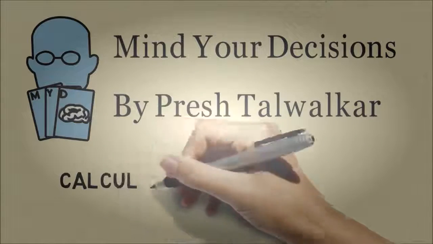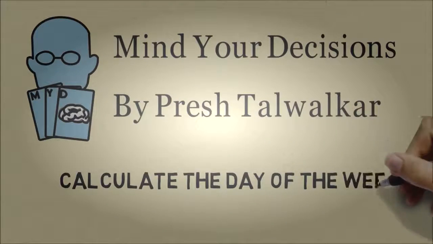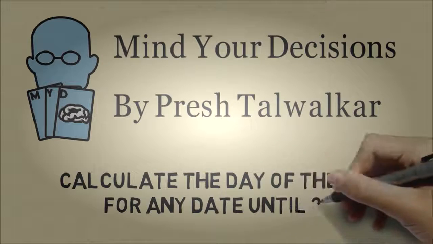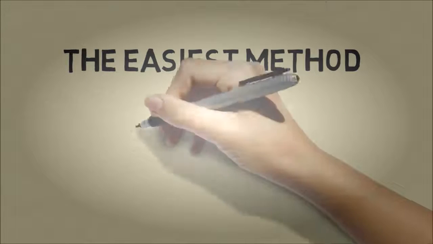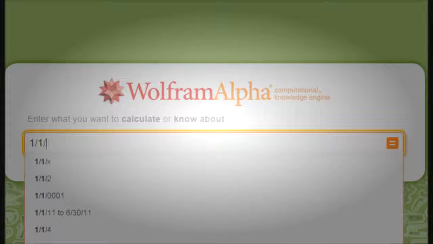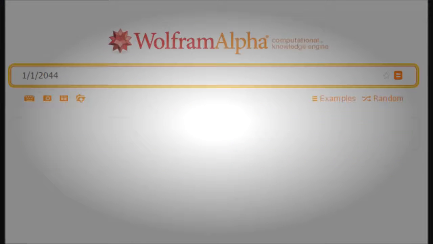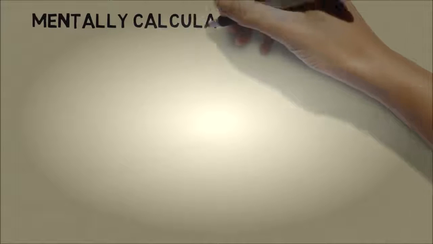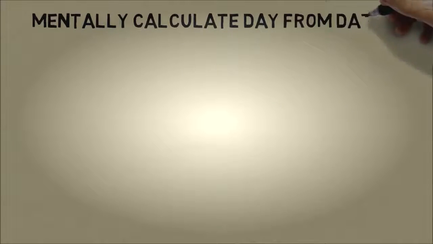In this video, I'm going to describe how you can calculate the day of the week for any date until the year 2099. I'll briefly mention the easiest way you can do this on a computer is to use a website like Wolfram Alpha. You simply type in the date and it will tell you which day of the week you get. But in this video, we're going to focus on how you can mentally calculate the day of the week when you're given a date.